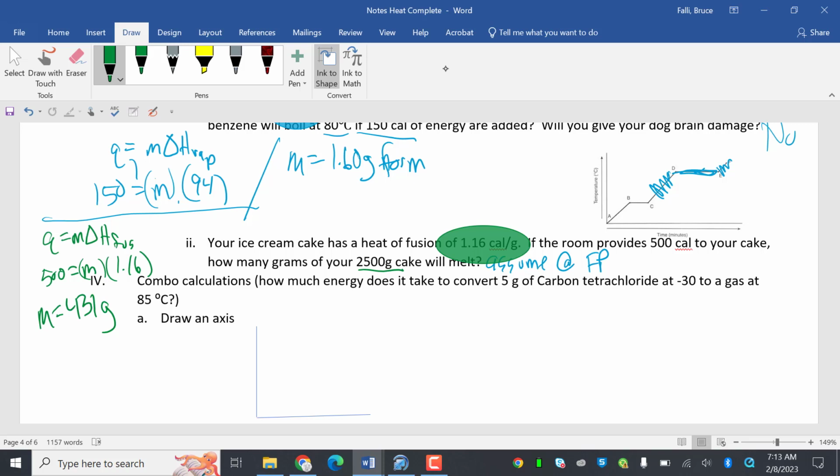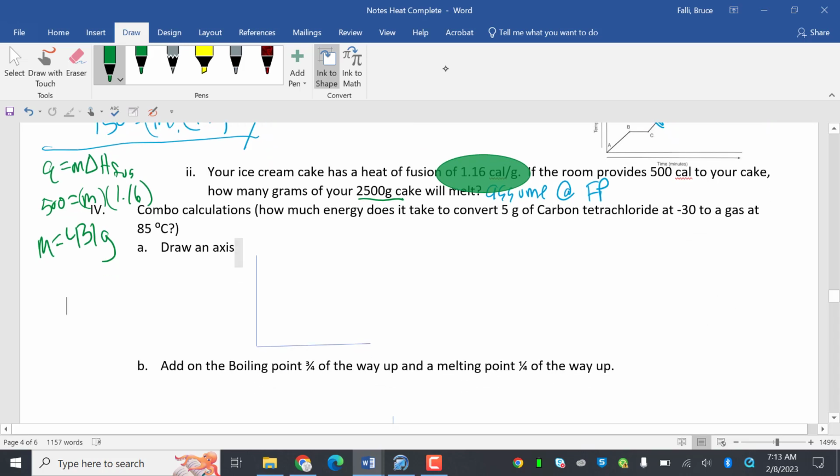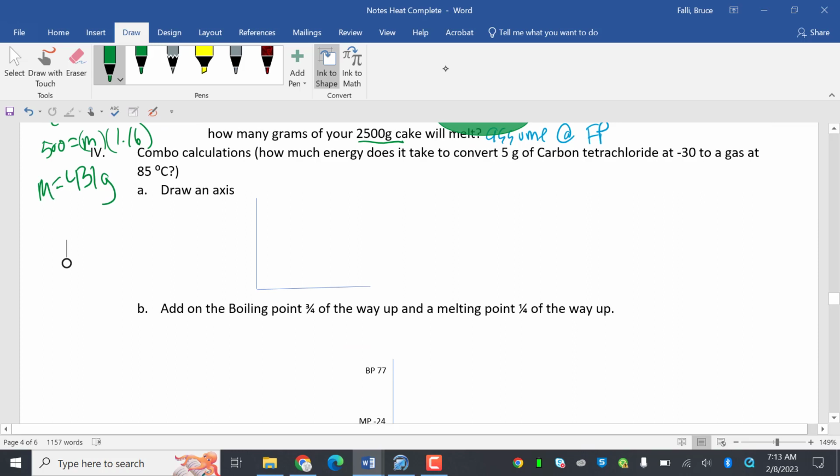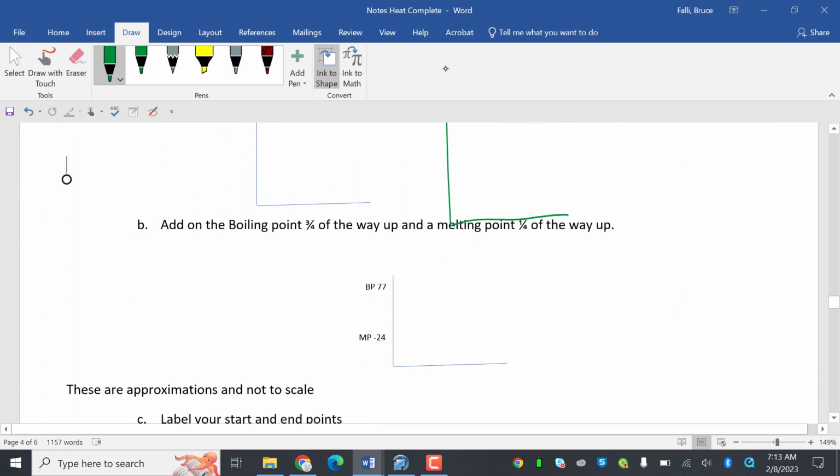All right, combo calculations. How much energy does it take to convert 5 grams of carbon tetrachloride at minus 30 to a gas at 85? Okay, so this is step by step what we do. The first thing we do is draw an axis. The next thing you're going to do is add the boiling point 3/4 the way up.